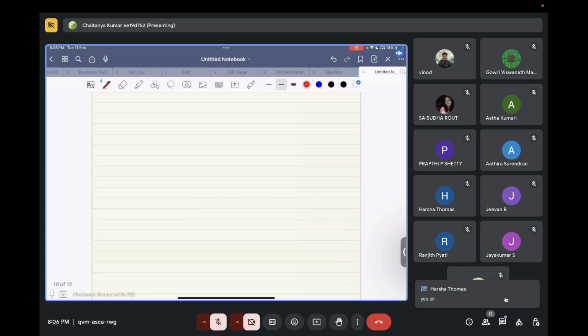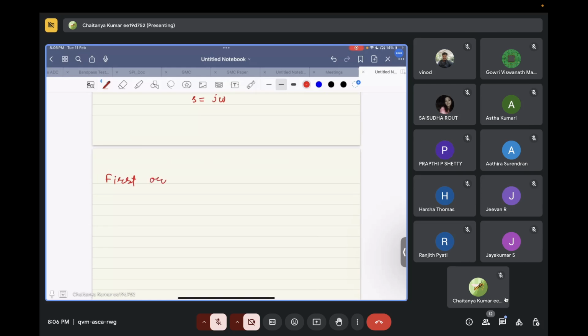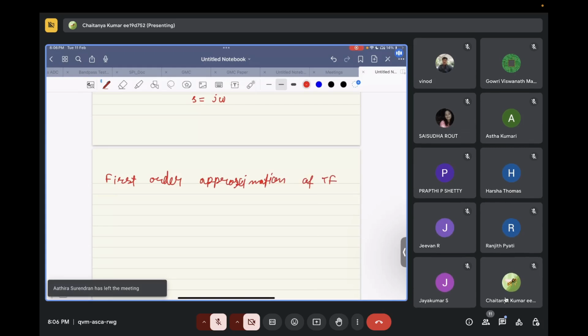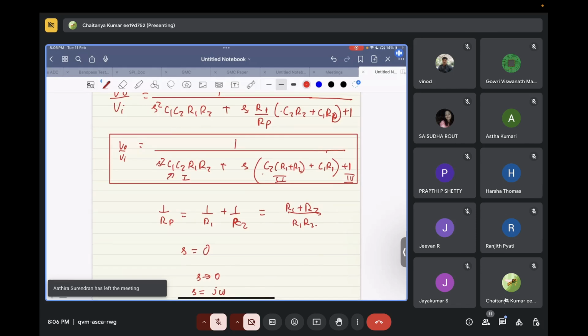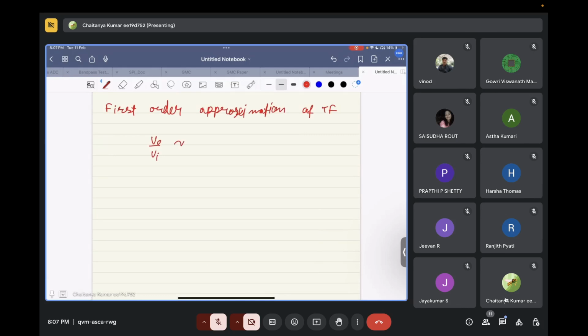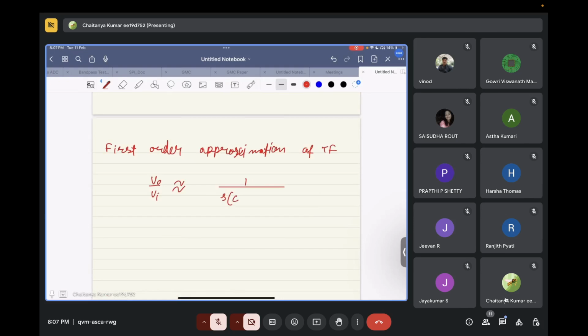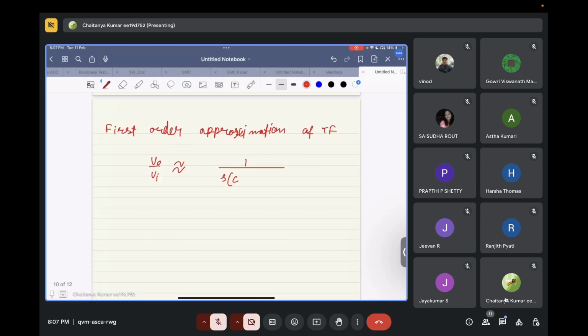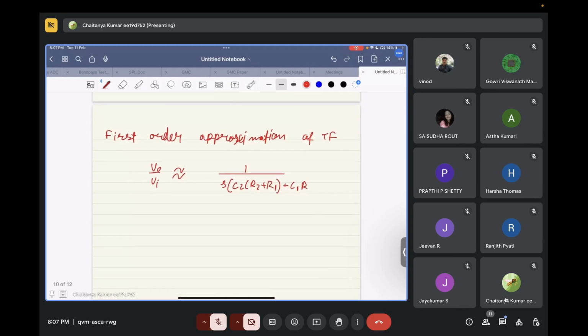So if you wanted to make a first order approximation of the transfer function that we have written above, you can neglect this second order term, and you will be left with approximately s times (C2 times (R2 plus R1) plus C1 times R1) plus 1. Okay, it's clear till this point.